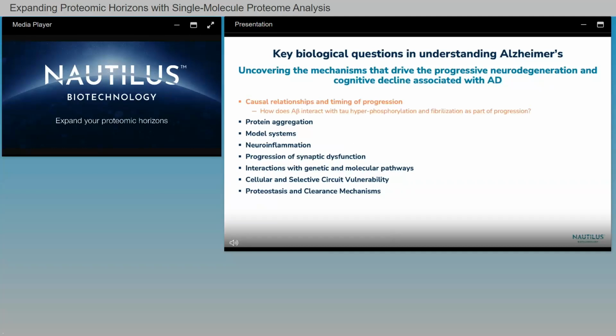In our first study, we wanted to look at how the progression of disease is impacted by exogenous perturbation. One of the big questions is about the protein A beta and its interaction to drive hyperphosphorylation of tau, which ultimately drives disease progression, cell death, etc.